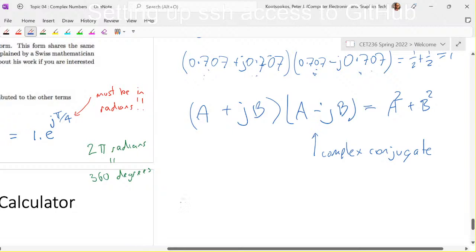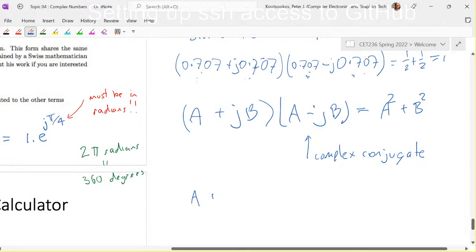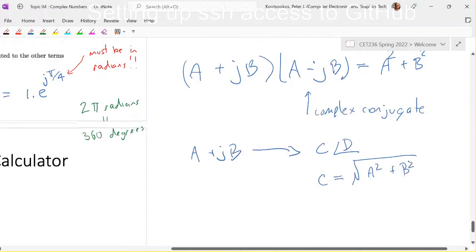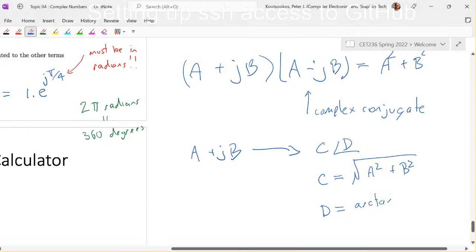So if I have a plus jb and I want to get that into the form, I probably shouldn't have used a and b. Let's call it c angle d. Then c is the square root of a squared plus b squared, and d equals arctangent of b on a.